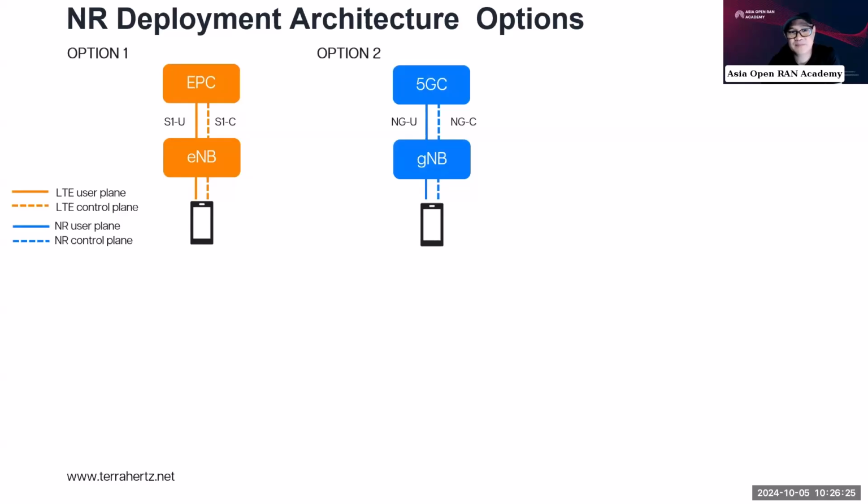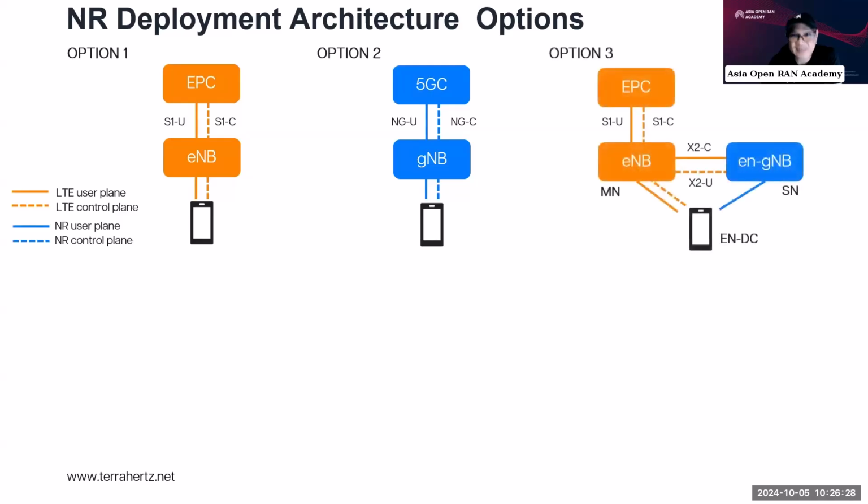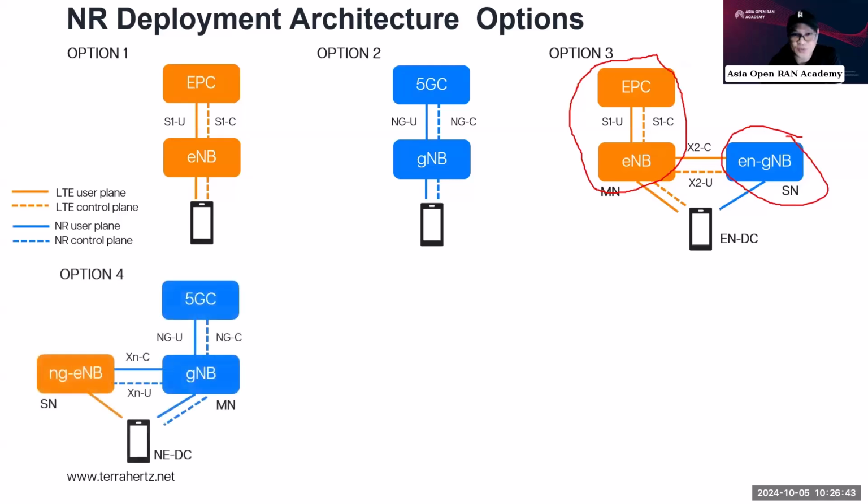Okay? And then you have option 3. Option 3 essentially is an LTE na kinonektahan ng secondary node na G node B. Now there is option 4. Option 4 is a 5G option 2 na nilagyan mo ng LTE. So ganun ka-flexible si 5G architecture. You can implement 5G either option 3, option 4, or option 2.